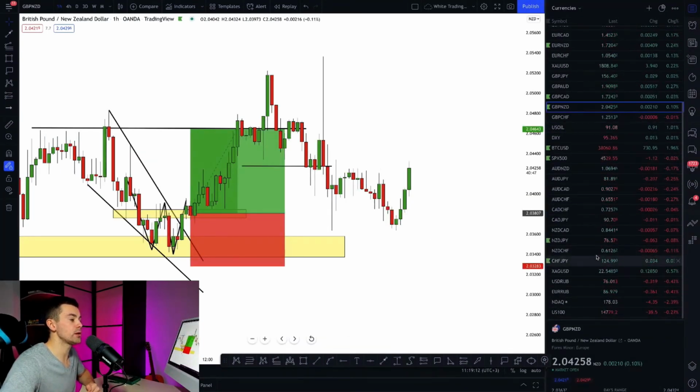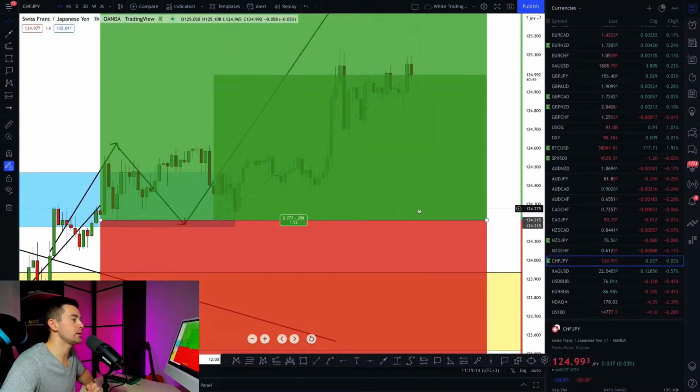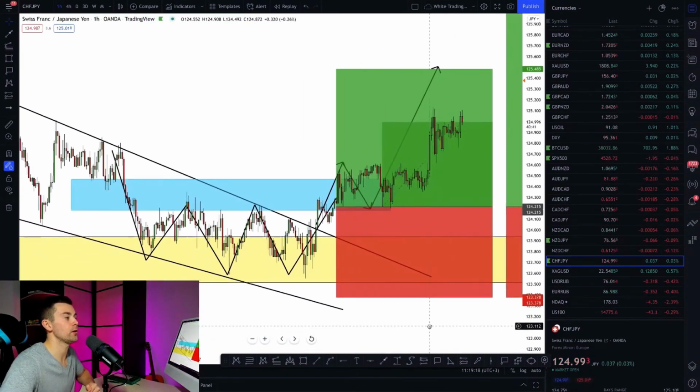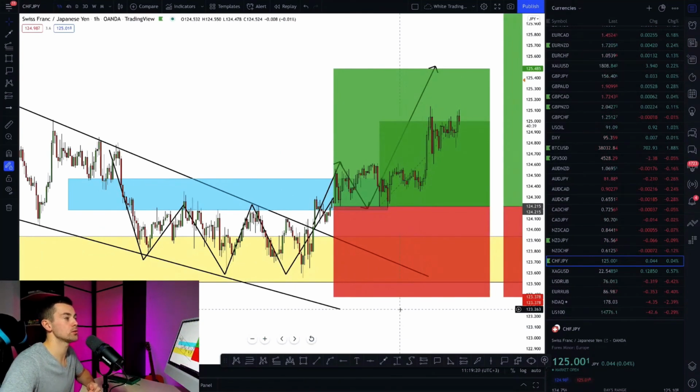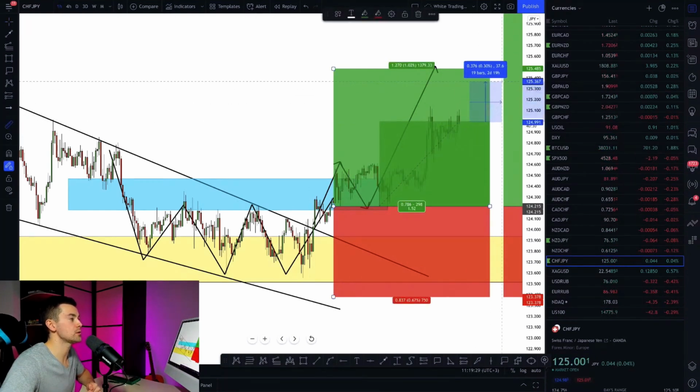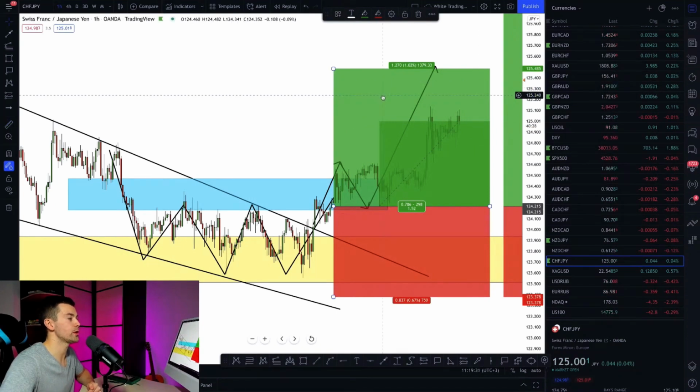Moreover, our trade on Swiss yen is still active. Yes, and the market is going higher and higher. As you can see, we are closer and closer to our first goal, and our break-even point is just in 37 pips. So I'm patiently waiting for the test of our break-even point to move our stop to entry.